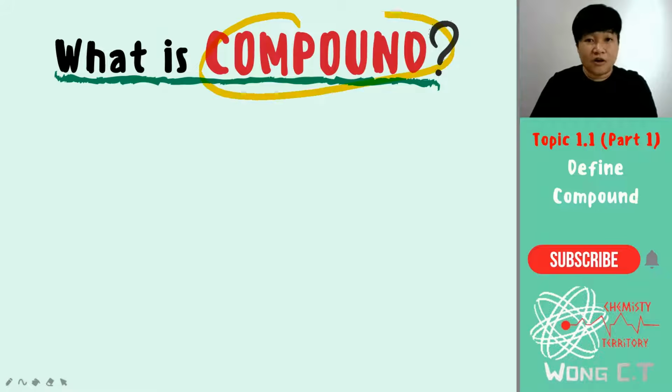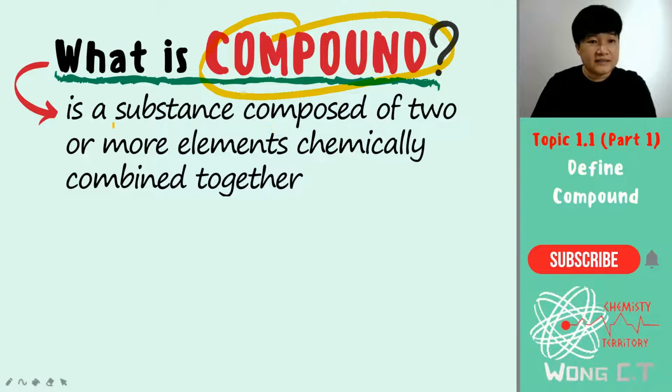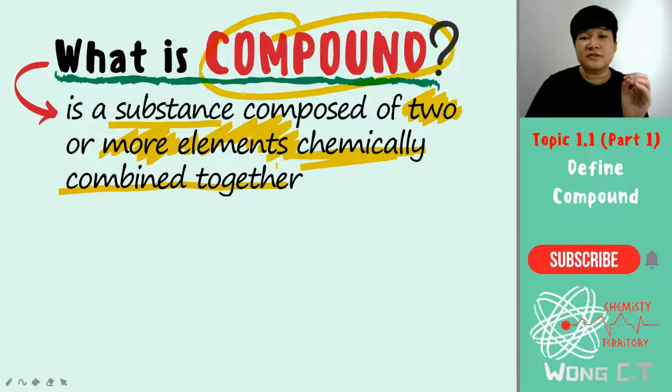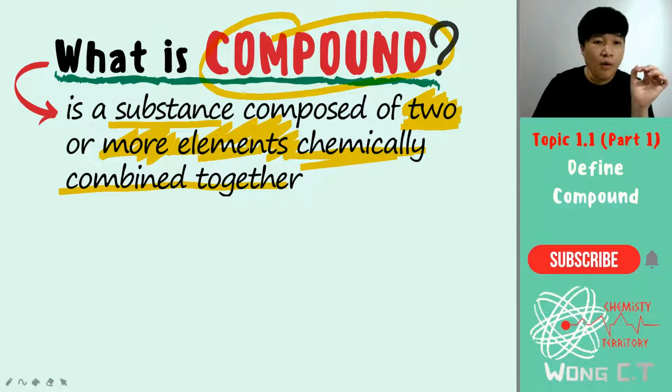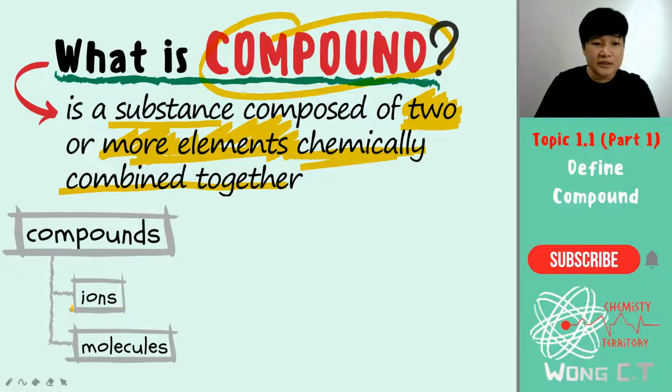Next, what is a compound? A compound is a substance that is composed of 2 or more elements, okay, that are chemically bound together. So a compound is different from your element. An element is only just one type. A compound is 2 or more elements combined together. And we know that your compound can be separated into ions and also molecules. And the example of an ion is like your OH minus. And it's a minus over here, ladies and gentlemen.